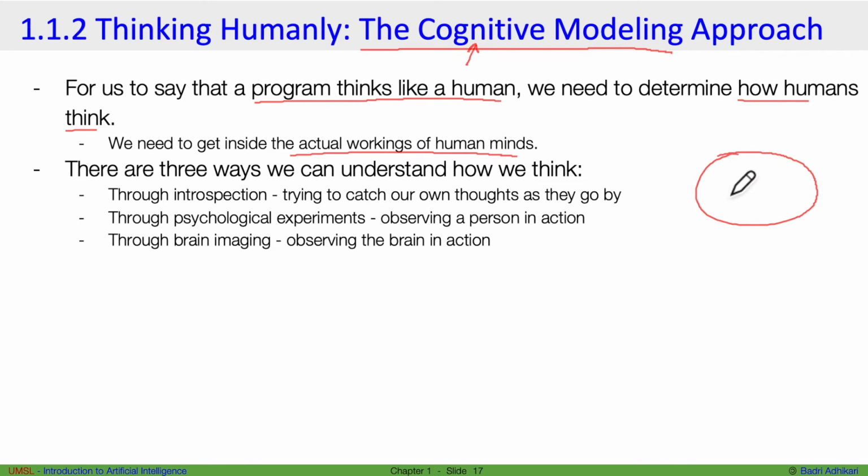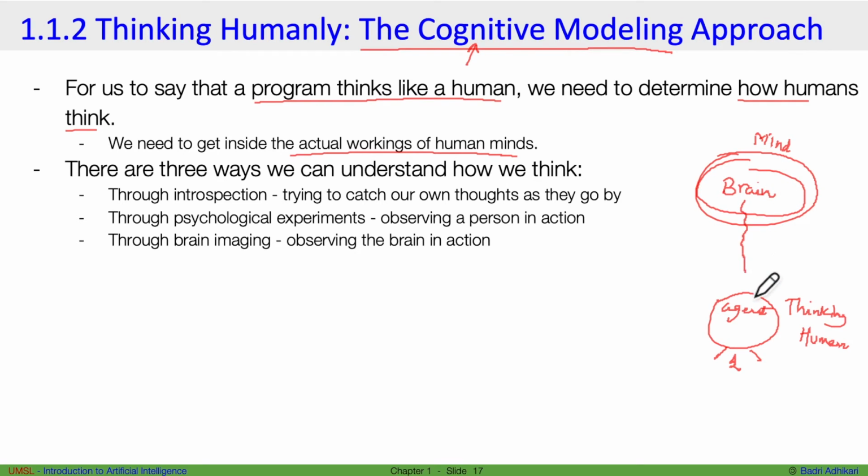So, say this is our human brain, and that gives a place for the mind to stand. In order for me to say that this agent is thinking like a human, first I need to understand how our brain and mind work. And once we understand that, we use this to build this agent, and then we can claim that the agent is thinking humanly.